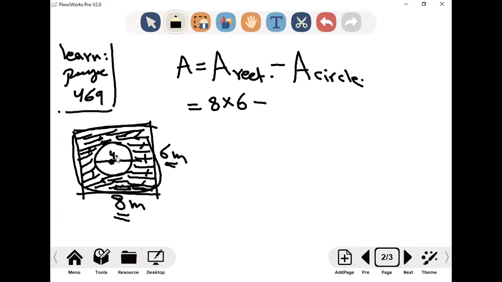Got it? So minus the area of the circle, which is half pi r over 2, right? Half multiply pi 3.14, what is the radius? 2, not 4. The diameter is 4. The radius is 2. Okay? So 2 power 2.